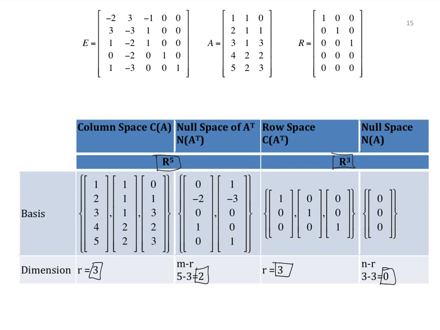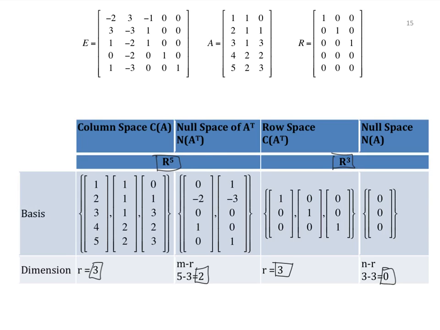We then went and did all our basis work, and we can stick those vectors in here. The 3 vectors forming the basis of the column space come directly from these 3 columns. The 2 vectors forming the basis for the null space of A transpose were the 2 rows of E that correspond to the 0 rows of R. Our row space is the 3 pivot rows in R, and of course our null space is just that null vector because there was nothing left over for it.